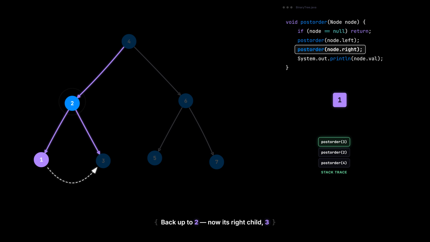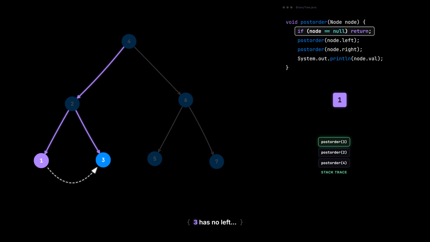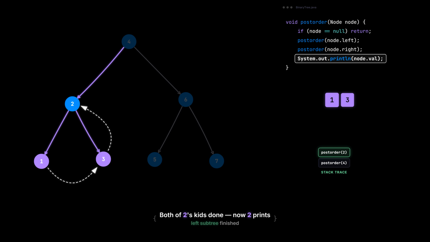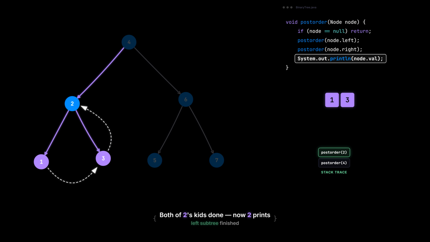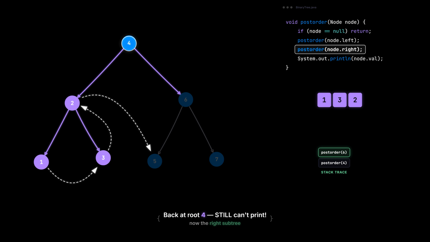Come back to 2. Now go to its right child, 3. 3 has no left child and no right child too. So we print 3. Now 2's left and right are both done. So now we print 2. Left side finished. Come back to root 4.